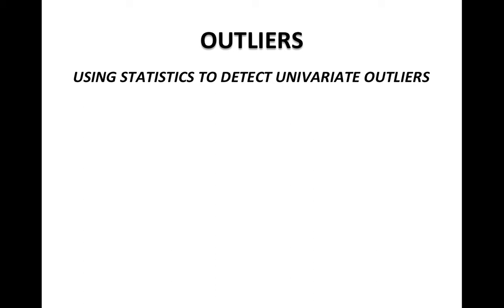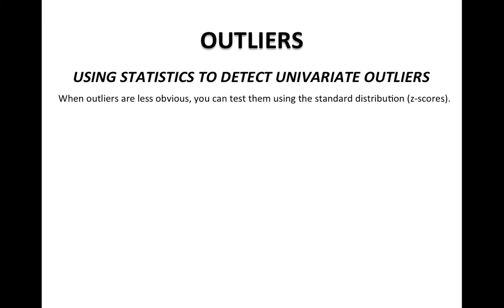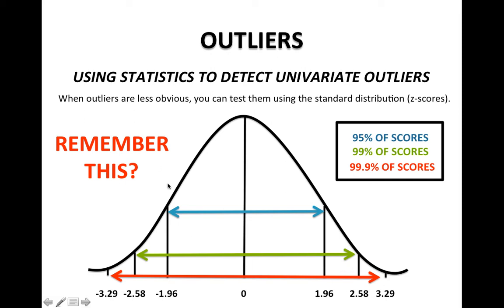So we can also use statistics to detect outliers, and this would be done using the standard distribution, so the z-scores. You may recall that for z-scores, 95% of the scores are going to fall between negative 1.96 and positive 1.96, and then 99% are going to be between negative 2.58 and positive 2.58, and then 99.9% are going to be between negative 3.29 and positive 3.29. So we can use this to help determine how far from the center, so how far from zero, certain observations fall on a given variable.